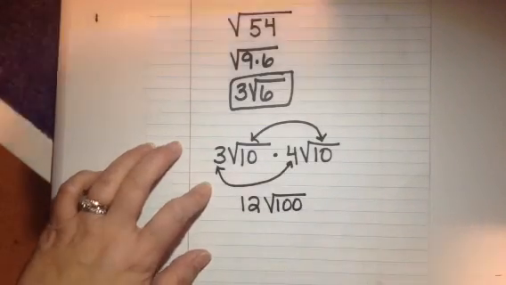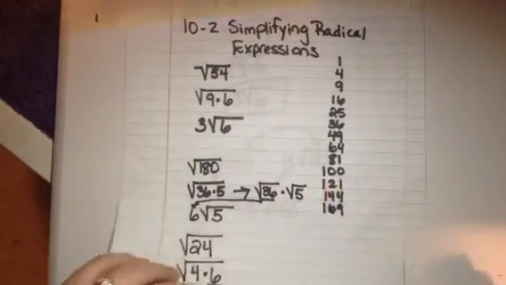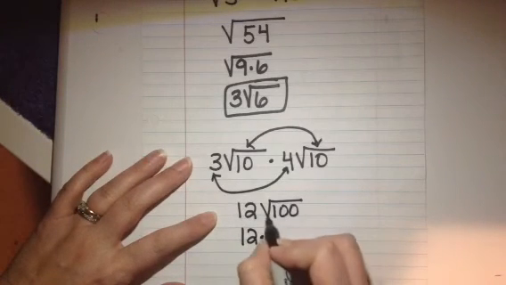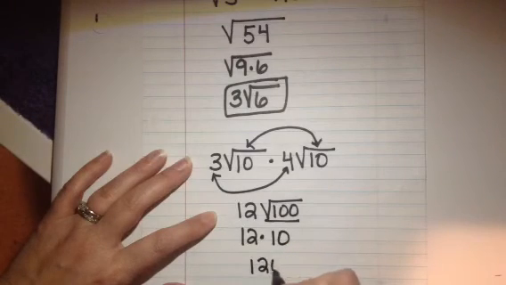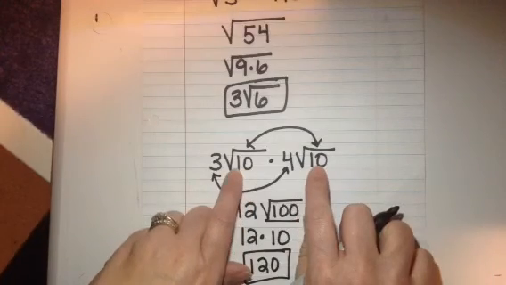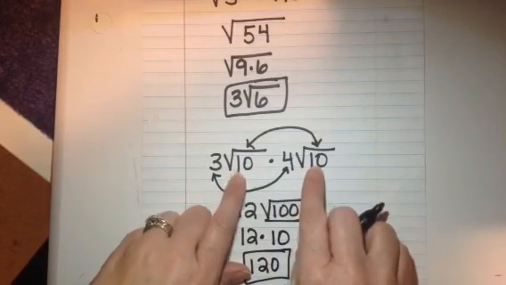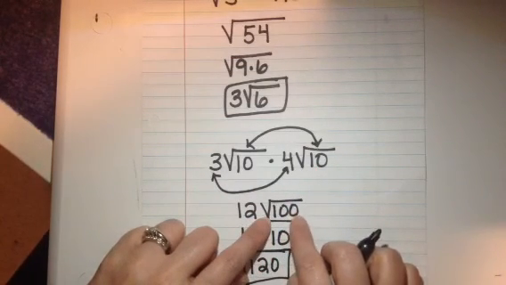Now the square root of 100, if I look at my list, it's on there. 10 times 10 is 100. So I need to do 12 times the square root of 100, which is 10. So that would be 120 as my final answer. You could have also recognized any radical times itself. Square root of 10 times square root of 10 is just 10. Or you certainly can take this middle step as well.